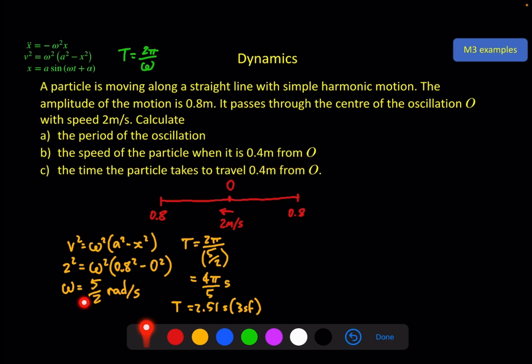Okay, now we know omega and we know A, we can use this here to find v at any given point. Here we've got 0.4 meters from O, so if x is 0.4, we can find v using this equation.